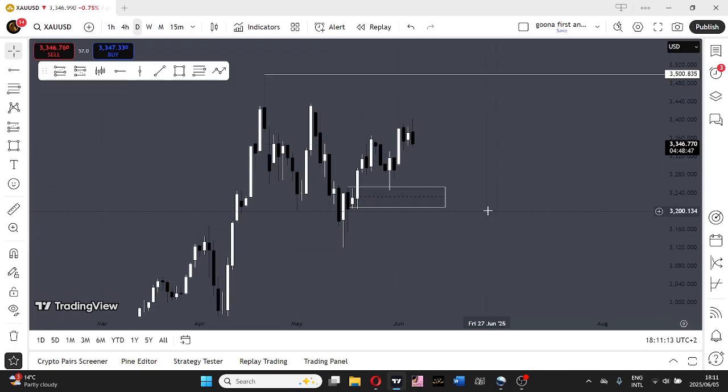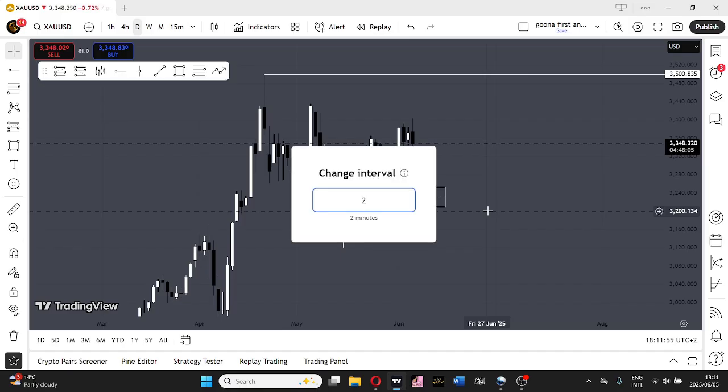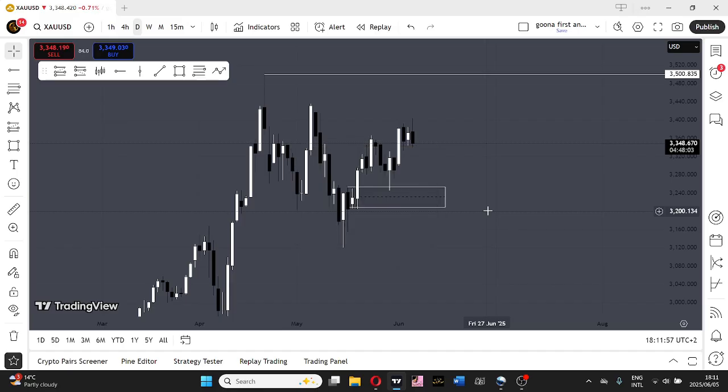Then let's talk about this. I'm going to be explaining while reading notes that I did while watching ICT's videos. These notes are based on equilibrium, discount, premium. So let's start with, what is equilibrium? Equilibrium is the midway point of the price move.